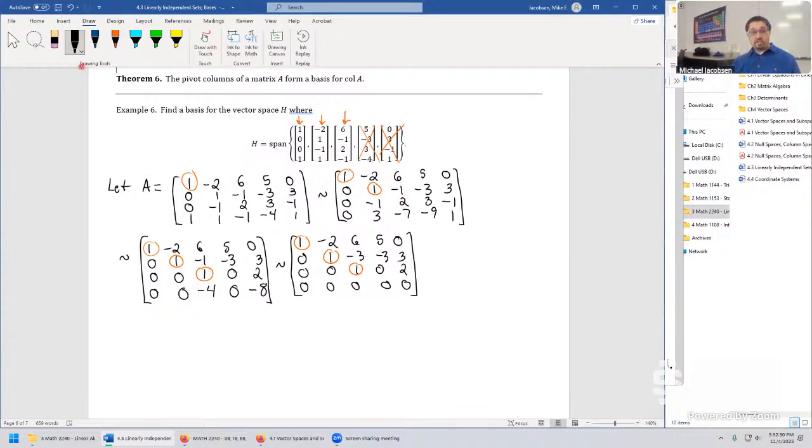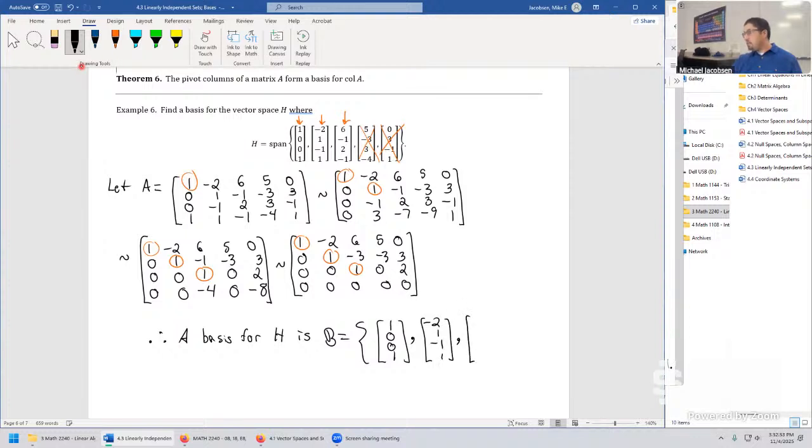So at this stage, our work is done. We can say, therefore, a basis for H is this set. 1, 0, 0, 1, -2, 1, -1, 1, and 6, -1, 2, -1.